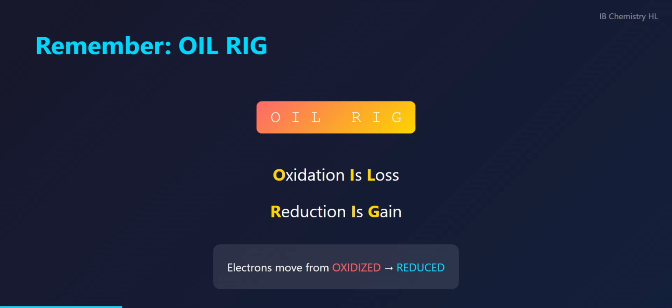For example, when magnesium reacts with oxygen, magnesium loses electrons and is oxidized. Magnesium becomes Mg2+ plus 2 electrons. Oxygen gains electrons and is reduced. Oxygen plus 4 electrons becomes 2 O2- ions.